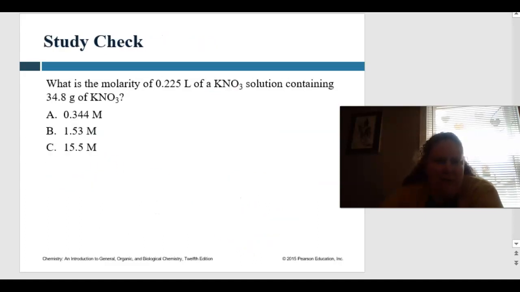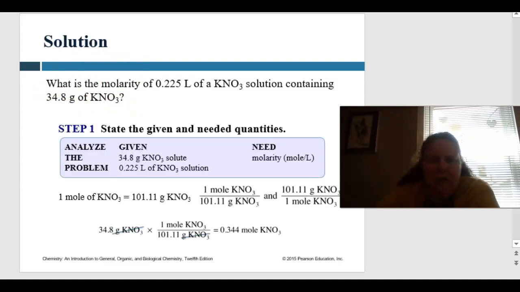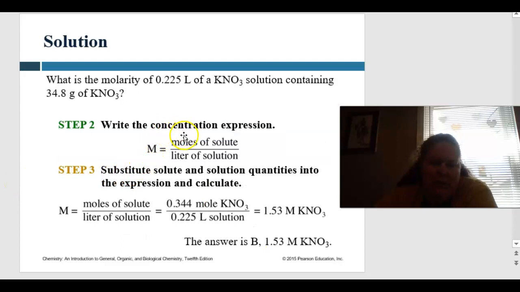All right, so let's try this again. What is the molarity of 0.225 liters of potassium nitrate containing 34.8 grams of KNO3? Okay, pause me and come back. This would be, again, let's state the given and the needed. So we are given this and we need this. So let's set it up, and then write the concentration expression. Substitute the solute and solution quantities, and we end up with the answer B, which would be 1.53 moles of KNO3 per liter.